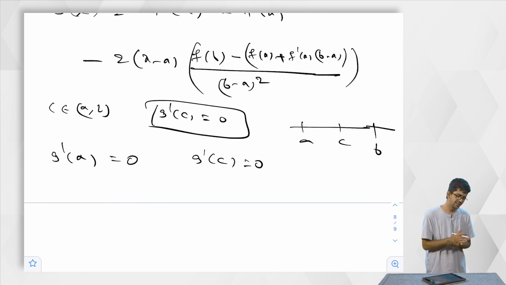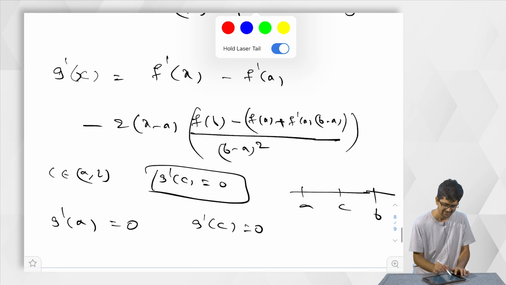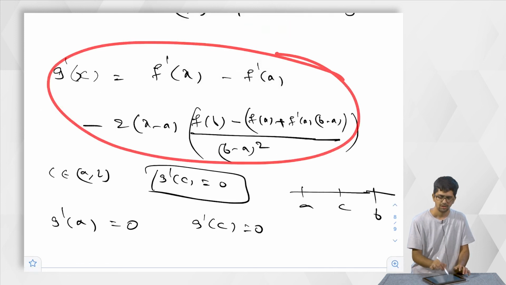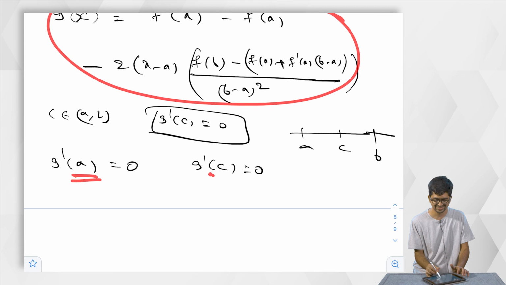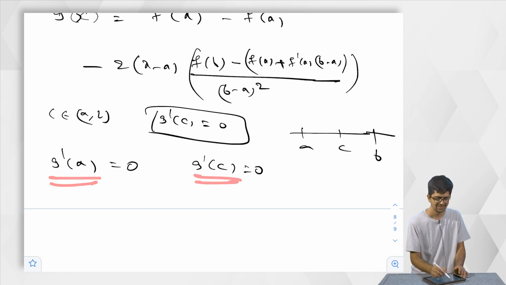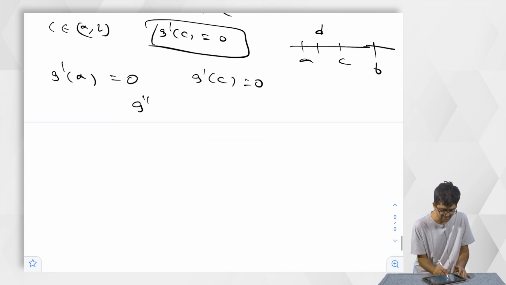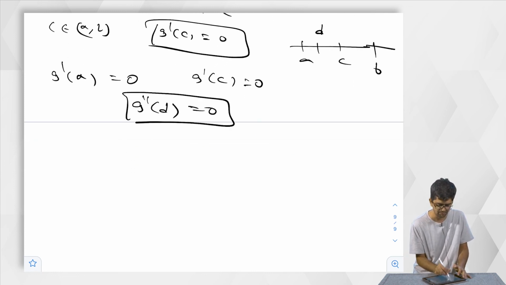Now let us apply the same Cauchy mean value theorem, or no, not Cauchy, some Rolle's theorem, for this g dash. g dash is a differentiable function for which there are 2 points a and c, not b, a and c, such that g dash a is equal to 0, g dash c is equal to 0. 0 is not relevant, it only means that these two are the same. Then there is an element d such that g double dash of d is 0.